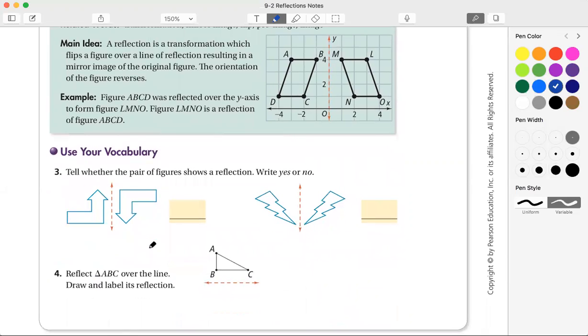So number 3, is this a reflection or not? This is not a reflection, but this is. So let's reflect triangle ABC over this line. So it has to be the same distance. So here would be B prime, and here would be C prime, and then here would be A prime. So we have B prime, C prime, and A prime.